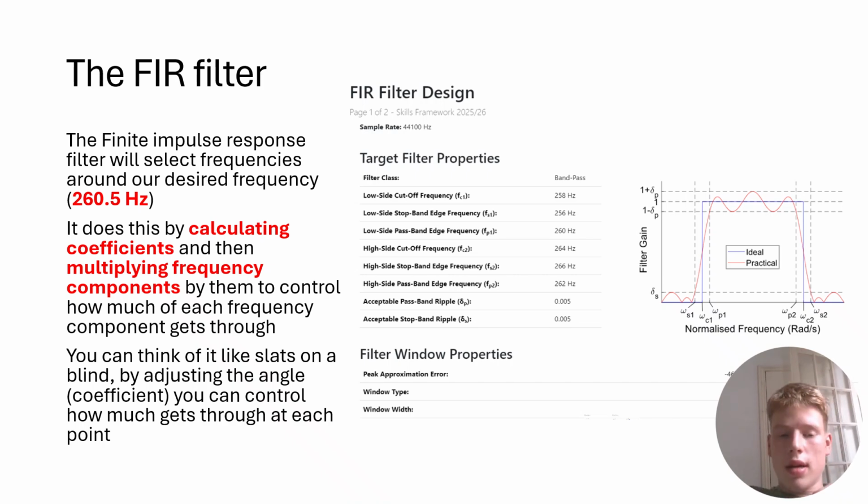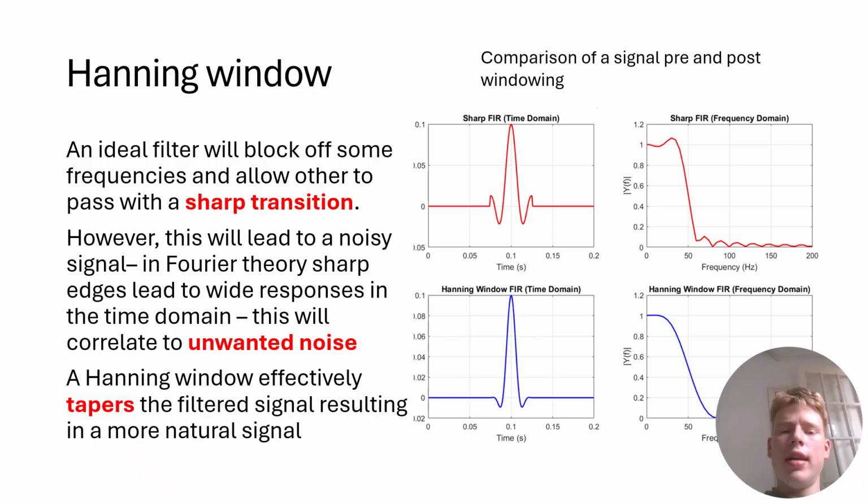So to do this, we would calculate coefficients and multiply frequency components by the coefficients. You can think of this like slats on a blind, where to calculate how much light gets through, or how much of a frequency gets through, using coefficients, we can adjust the angle of the slat on the blind. So ideally, a filter will be able to block off all the unwanted frequencies.